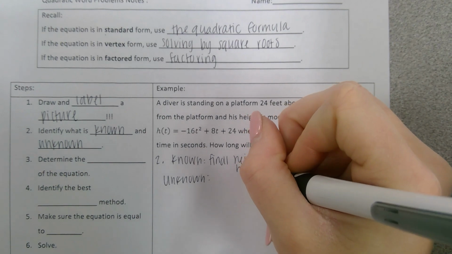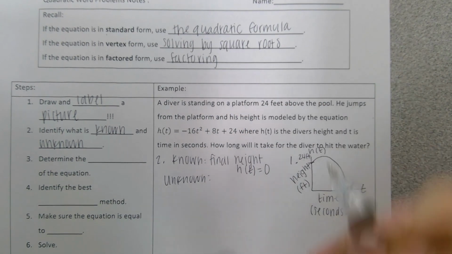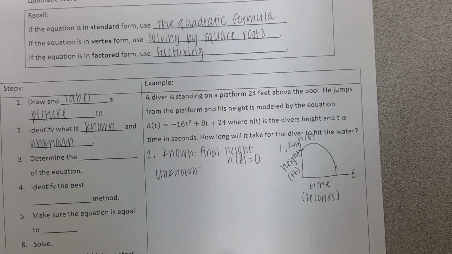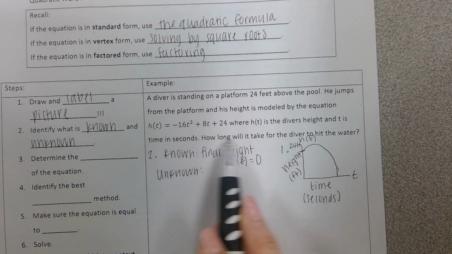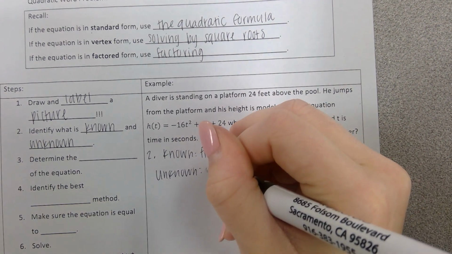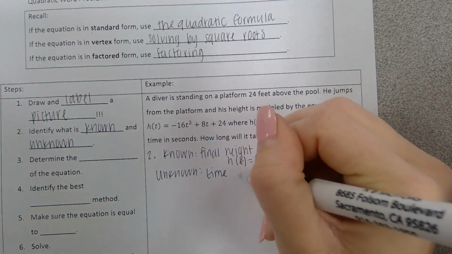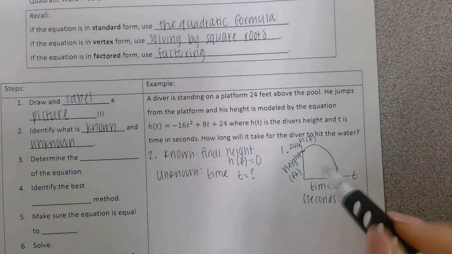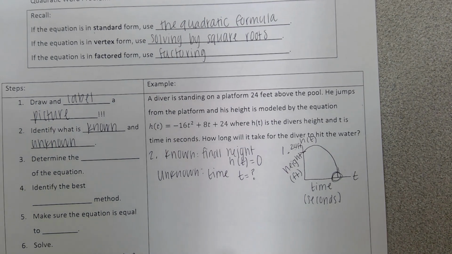So I can say my h of t equals 0. My final height, my h of t equals 0. What's unknown, it asks me, how long will it take for the diver to hit the water? So my unknown is my time, my t value. We don't know what t is. We want to know the time that it hits the water right here.